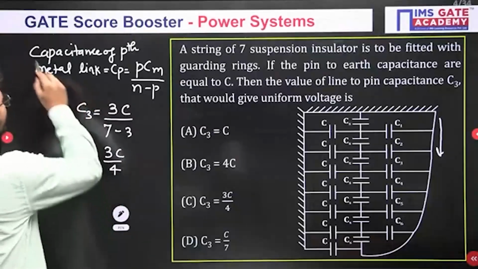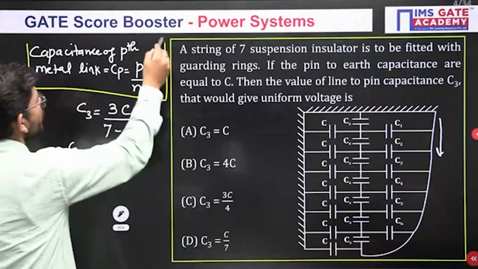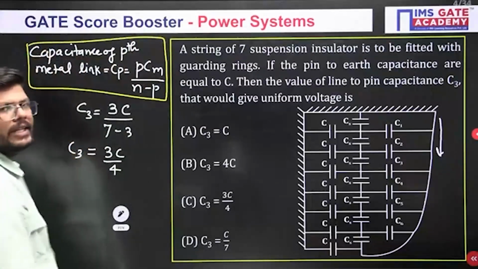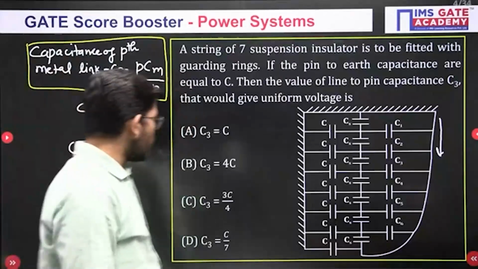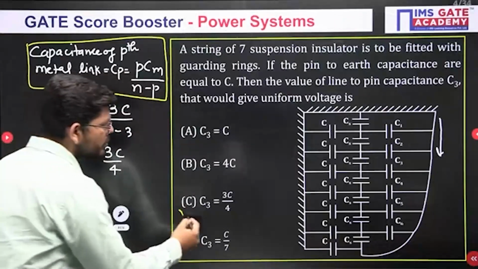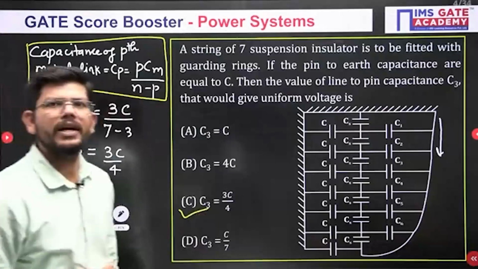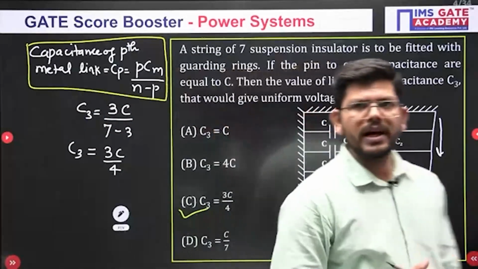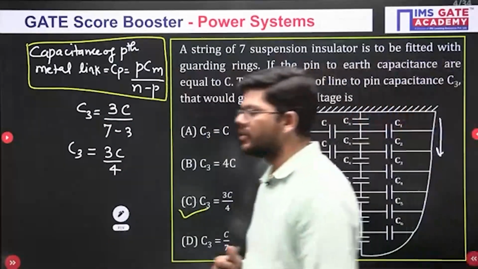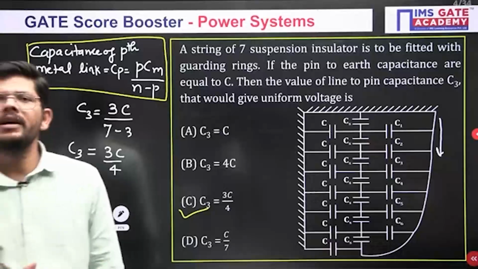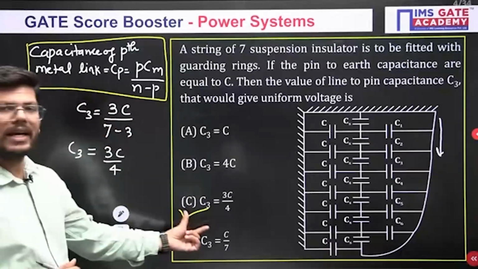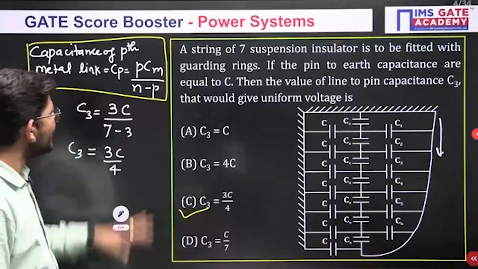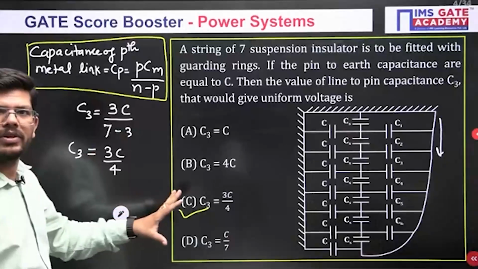So this is the very important formula. If you have the formula with you, you will be able to get this answer. Okay. So our answer is C3 equals to 3C by 4, which Prakhar has answered. Very good, Prakhar. Okay, this is the concept required. So this is going to be the correct answer for this question, and this is how you have to solve this particular question.